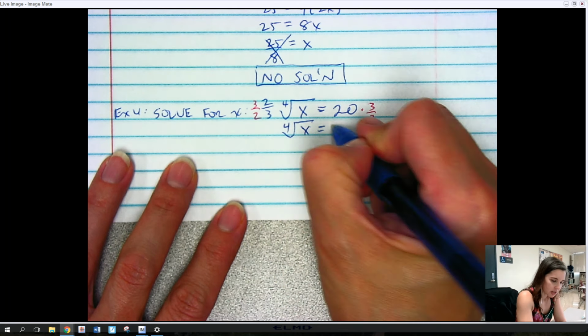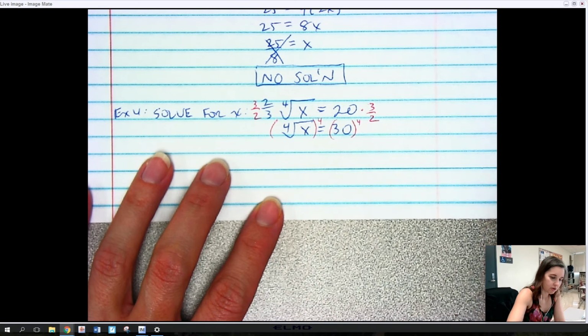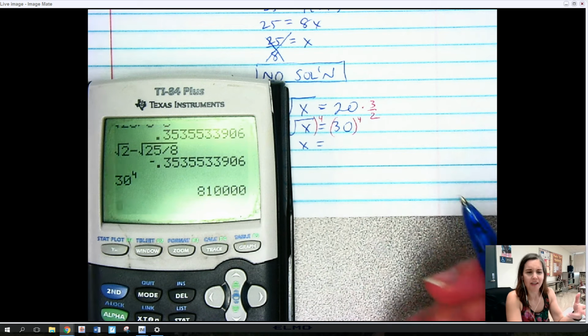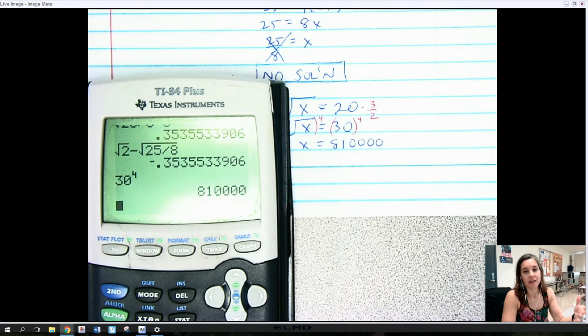Okay, so now how do I get rid of a 4th root? I take it to the 4th power. So I'm going to take this side to the 4th power and that side to the 4th power. So those cancel out, leaving an x. And then in my calculator, 30 to the 4th is 810000. Now all I got to do is check.